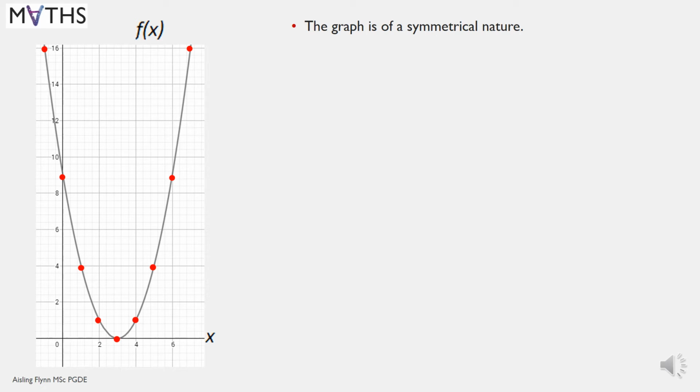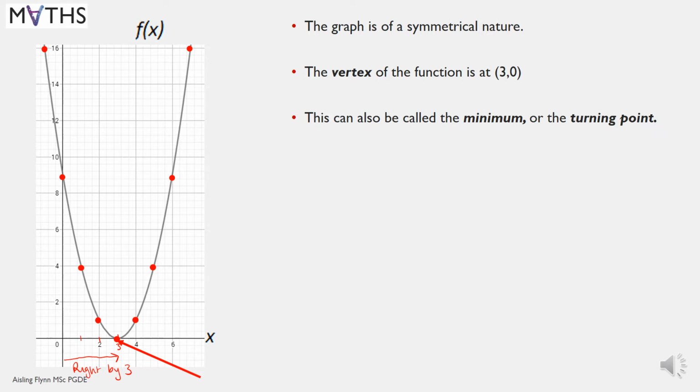Again, you see it's symmetrical in nature. And this time the vertex of the function is at (3, 0). So it seems to me that the function has shifted to the right by 3 units. Okay, so 1, 2, 3. And that's the minimum or turning point.